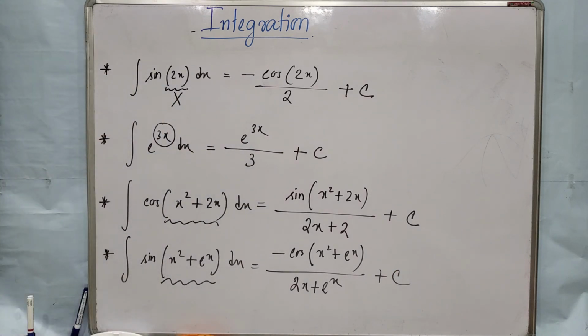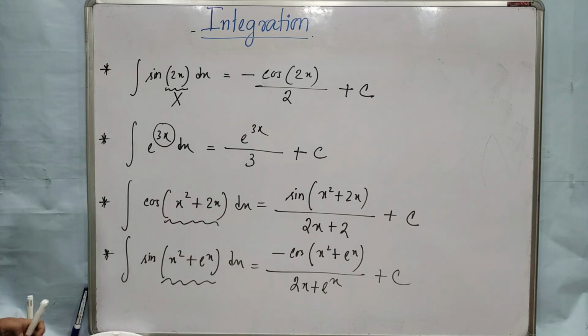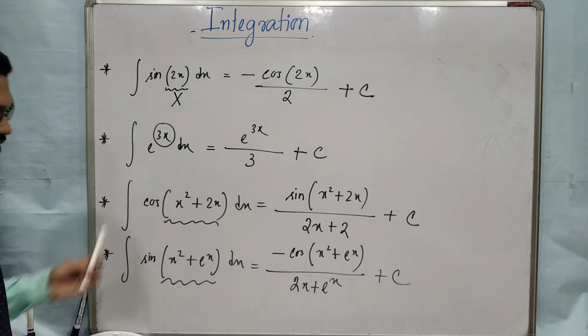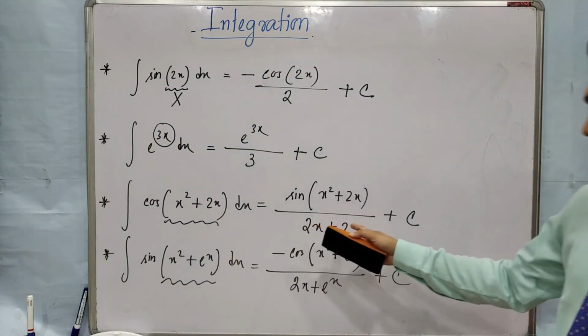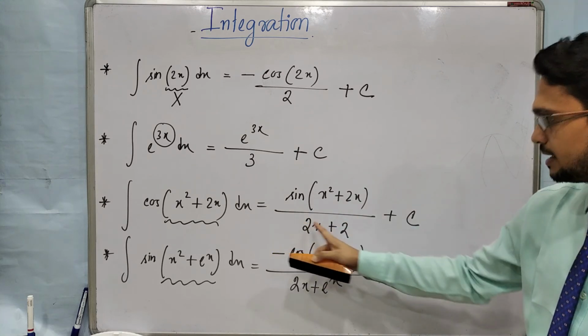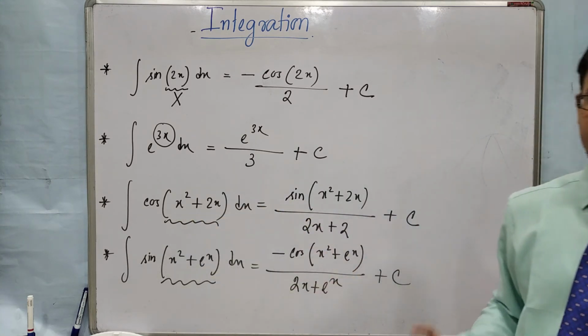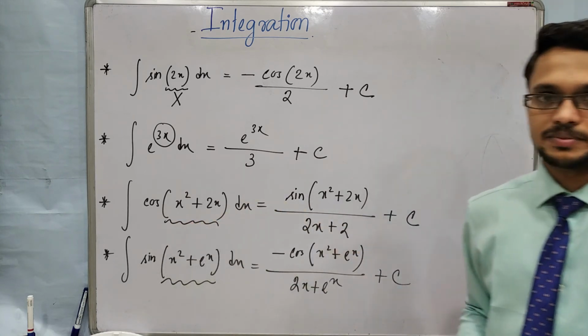Okay, so this is another very important thing. In differentiation we had also seen this kind of thing. There we did multiplication. Here we are using division. We are dividing by the differentiation of this bracketed part. There we had done the multiplication of the differentiation of this bracketed part.